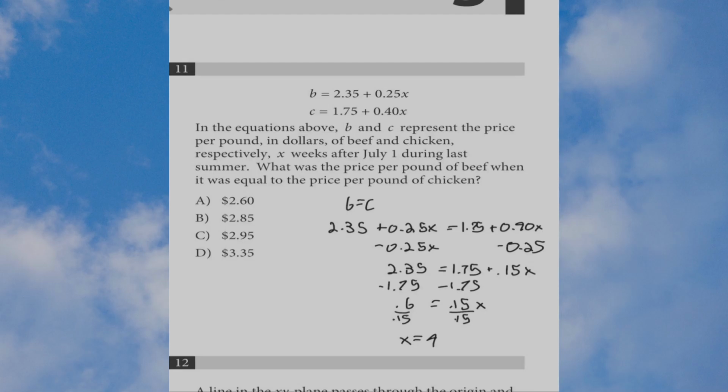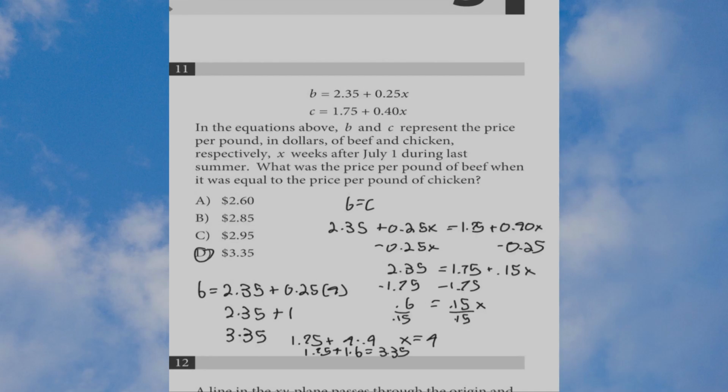So, in order to get the actual price per pound, we need to plug this into both equations, or just one of them. B is equal to 2.35 plus 0.25 times 4. And that gives us 2.35 plus 1, or 3.35. And just to verify, 1.75 plus 4 times 0.4 is 1.75 plus 1.6, which is 3.35. So we know that answer is correct.